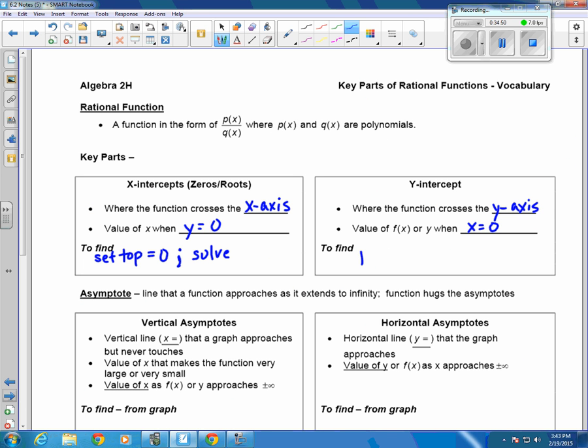We plug in 0 for x and simplify. Now, if it so happens that when you plug in the zeros for the x, you end up with a 0 on the bottom, what does that tell you? We're talking y-intercepts. No solution, yeah. So if we end up with 0 down here, then it has no y-intercept. Undefined.